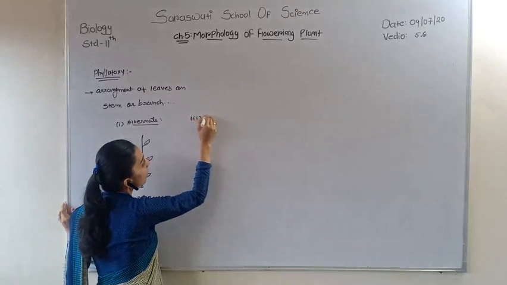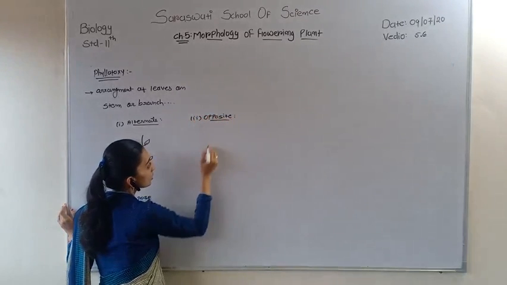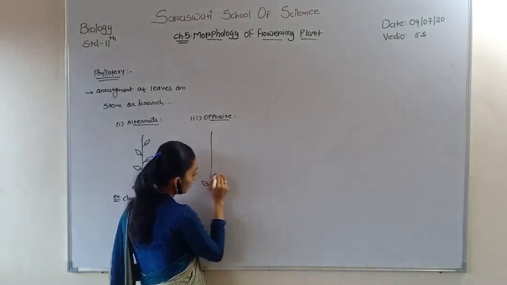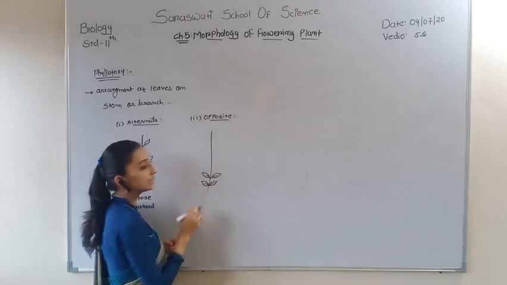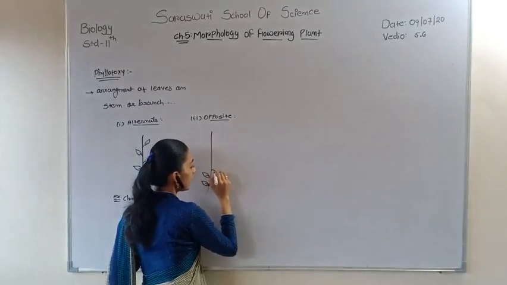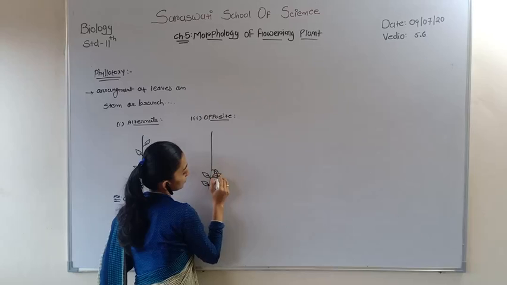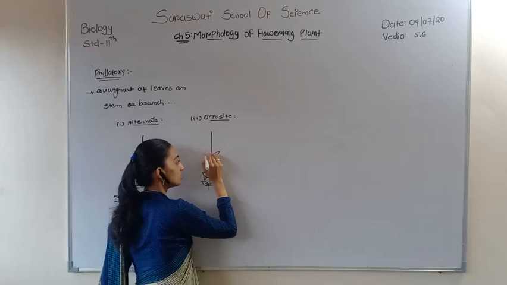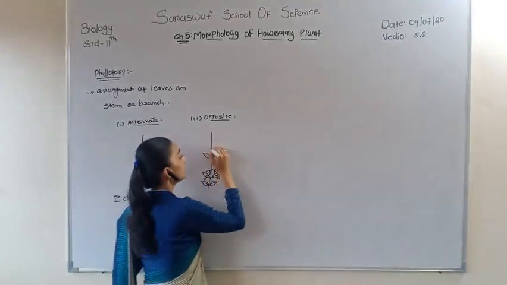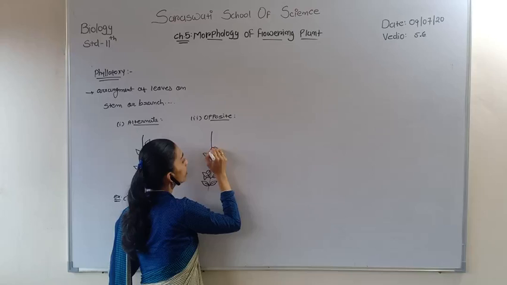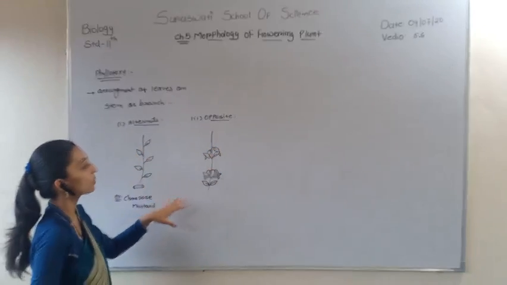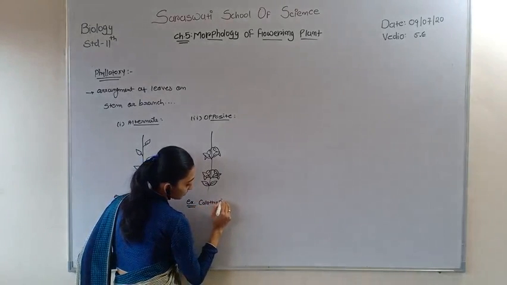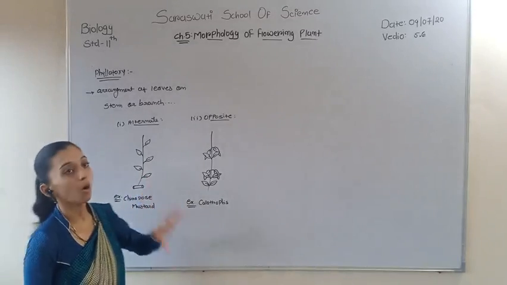The second phyllotaxy is opposite. In opposite phyllotaxy, the node develops two leaves, one on each side, and these leaves are arranged in opposite directions to each other. See, the leaves arise on both sides of the node. Each node gives rise to two leaves and these leaves are arranged opposite to each other. So it is known as opposite phyllotaxy. The best example is Calotropis.